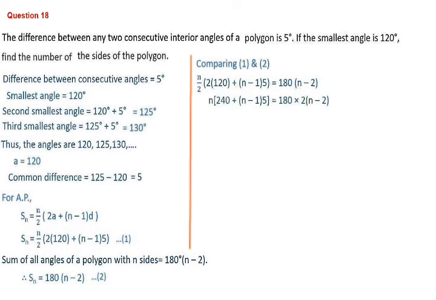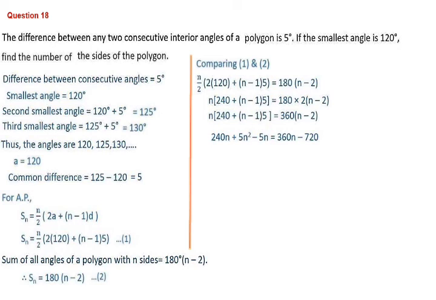Both are same. Then n into 2 into 120, that is 240. N minus 1 into 5 is equal to, this 2 will come here by cross multiplication, 180 into 2 into (n minus 2). N into [240 plus (n minus 1) into 5] is equal to 360 into (n minus 2). Multiply inside: 240 into n, 240n, then 5 into n, 5n, into this n, that is 5n square, minus 1 into 5, that is minus 5, into this n, that is minus 5n.